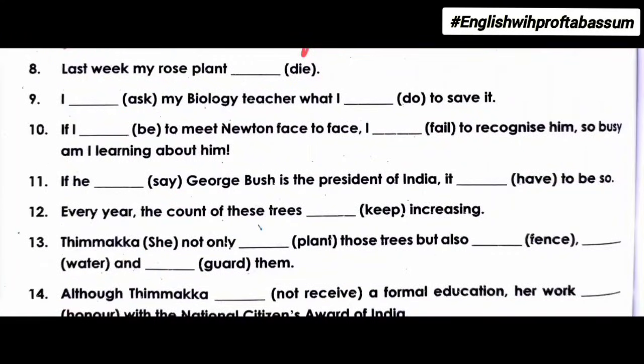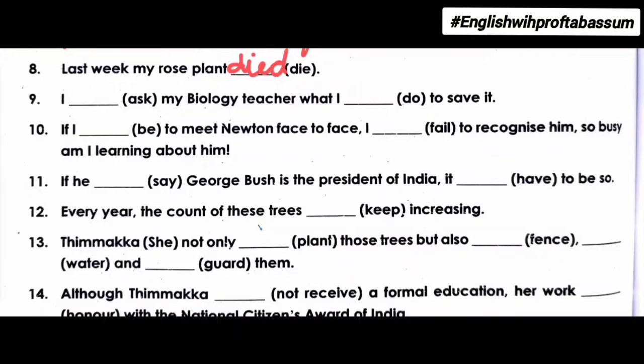Next question. Last week my rose plant dash. So the hint over here is last week. It indicates simple past tense. So the rule is that if time is clearly finished in the past, that is yesterday, last week or ago, we use V2 form. That means die will change to died. So the answer is last week my rose plant died.